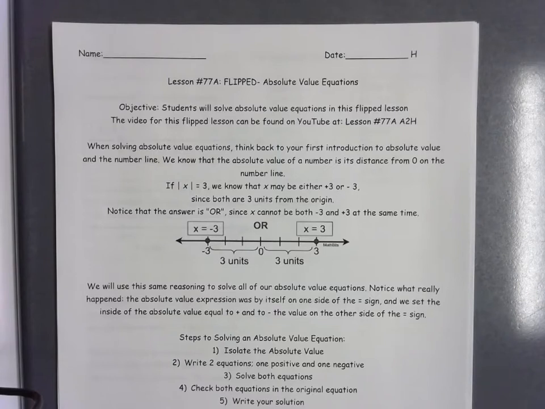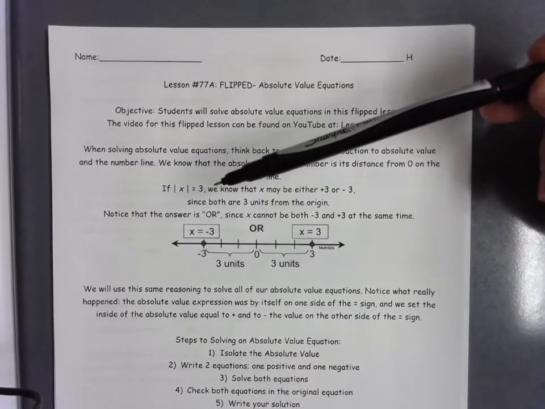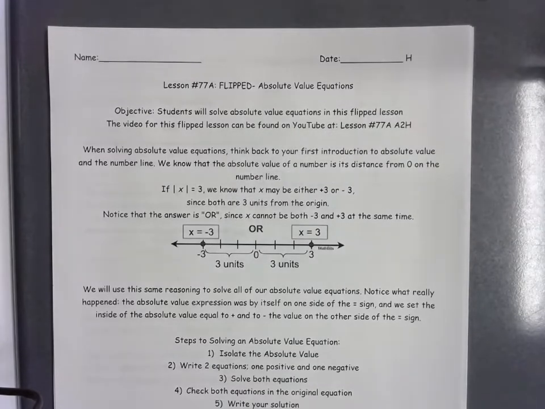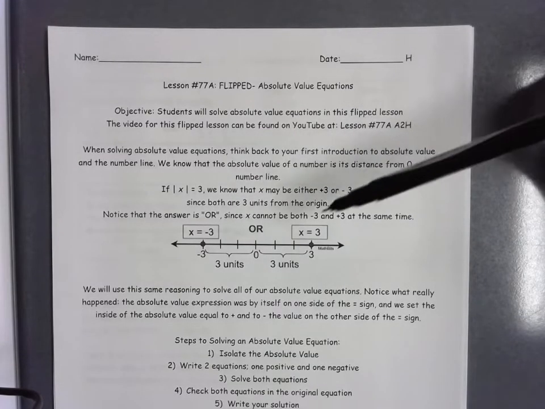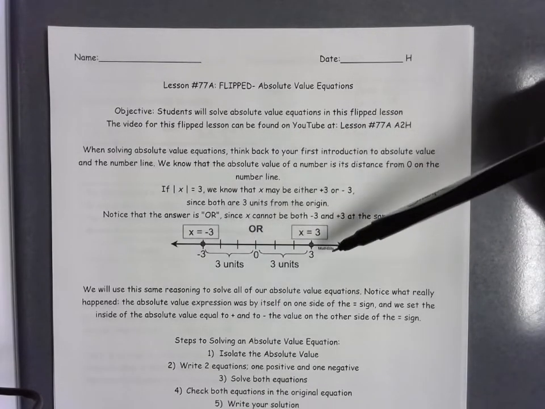Okay, ladies and gentlemen, so this is flipped lesson number 77A, absolute value equations. This is a review topic from algebra that you've covered years ago, in getting ready to start working with absolute value inequalities in the following lesson. So if you remember back, absolute value is talking about the distance a number is from 0. So the absolute value of x equal to 3 means that your value is either -3 or 3.